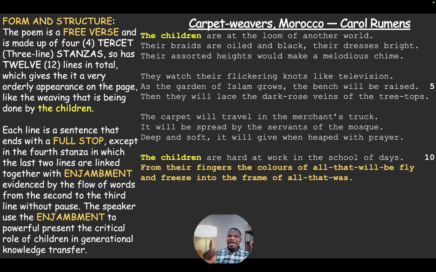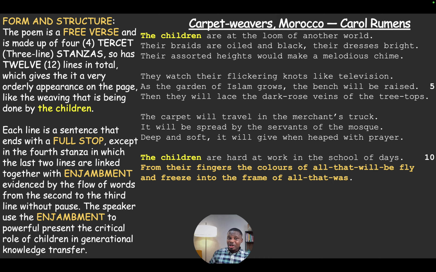Now, additionally, each line is a sentence that ends with a full stop. So line 1, full stop, line 2, full stop, line 3, full stop, line 4, full stop, and so on. In fact, in all three stanzas, each of the lines ends with a full stop. Right? Now, except in the 4th stanza. In the 4th stanza, the first line ends with a full stop, but then in the second line of the 4th stanza, we see the use of enjambment. So the last 2 lines are linked together with enjambment, evidenced by the flow of words: "from their fingers, the colors of all that will fly and freeze into the frame of all that was." So we see the use of enjambment there.